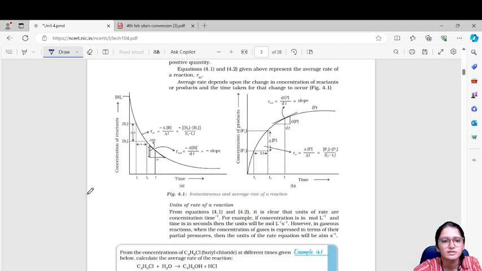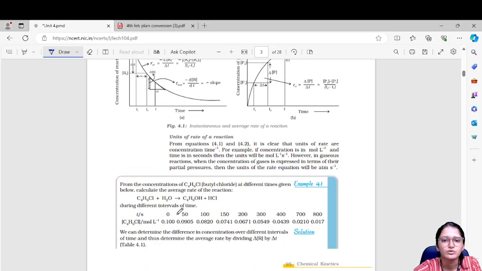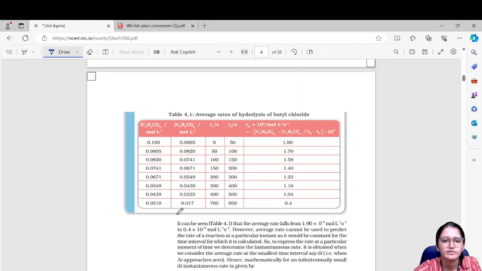Now see, these are the two graphs which show the reactant and product change. If you talk about reactant, the concentration is decreased, that's why you can see this curve going down here. And if you talk about product, the concentration is increased, so that's why the curve is going upwards. Okay, so based on this, we have units of rate of the reaction.